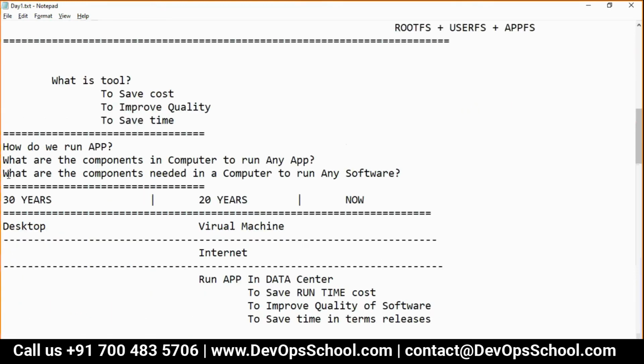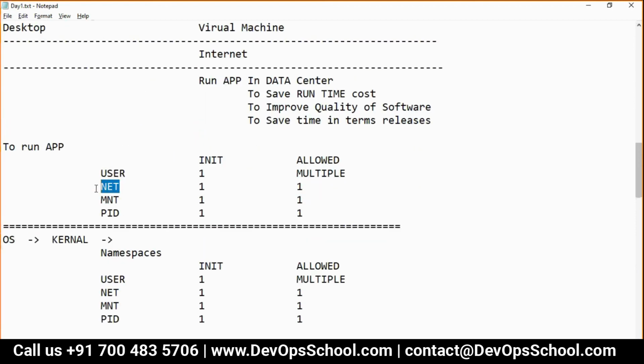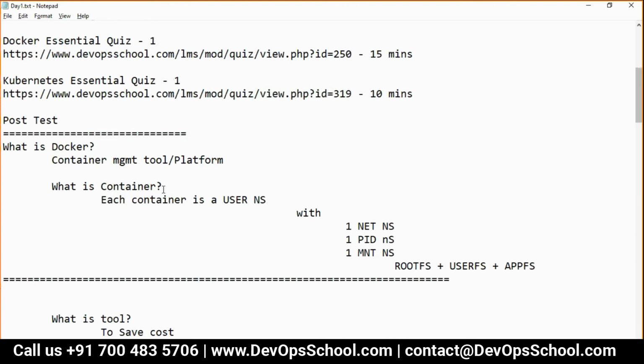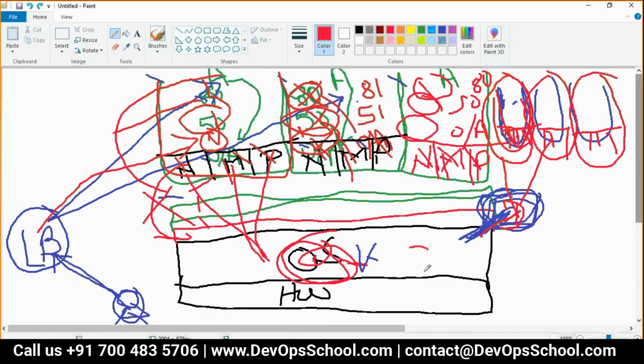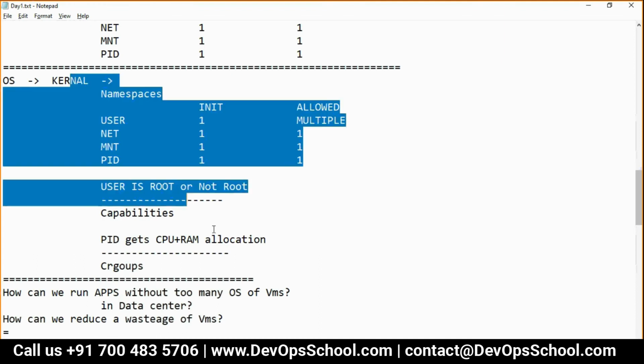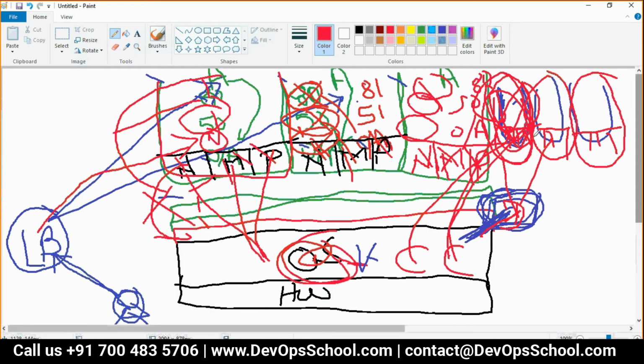So in short, understand that, guys. See what was the question I asked: what are the components needed in a computer to run an application? You need a user, you need a network, you need a MNT, you need a PID, and you get it. And root file system, user file system, application file system, all these things you get. And then you need a CPU from the C groups, which is in the kernel. C groups from here and capabilities here. This user will get CPU from C groups. Whether this user is a non-root user or root user, you get it from the capabilities. Everything will be taken from the kernel. That means you will be called a user, but this special user is called a container.